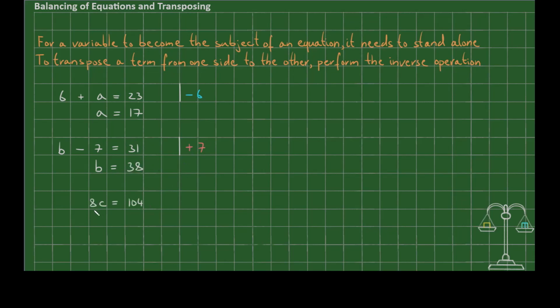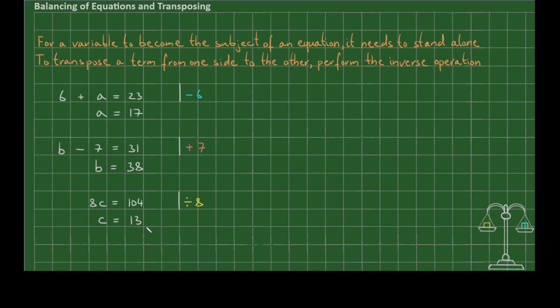Now I have 8c equals 104. I want to solve for c. The 8 is in the way. What is happening between the 8 and the c? Recall that there is a hidden multiplication sign here. So if I want to transpose the 8, I need to divide both sides by 8. 8c divided by 8 will leave me with c, and 104 divided by 8 will give me 13.